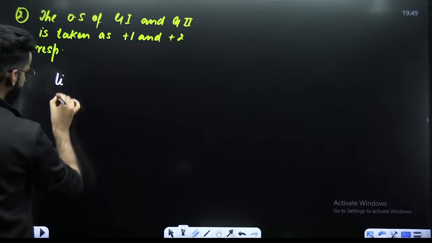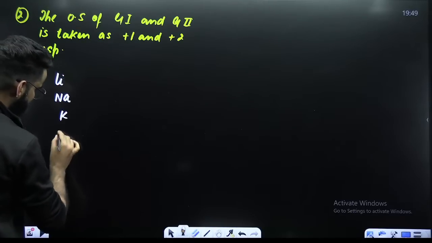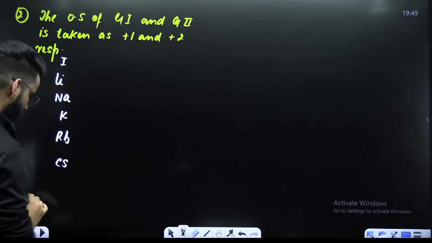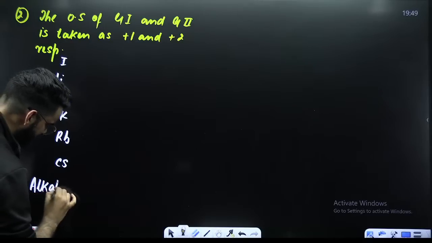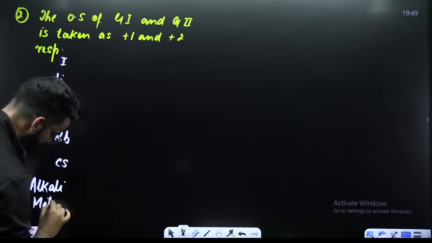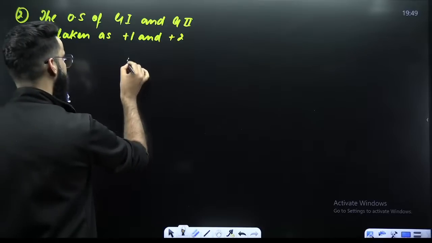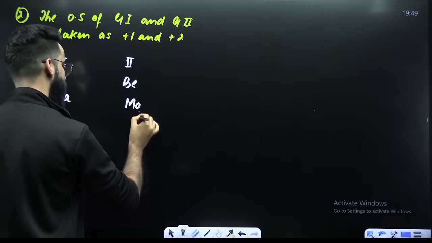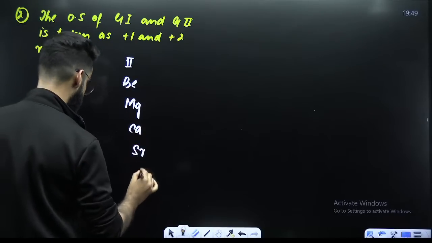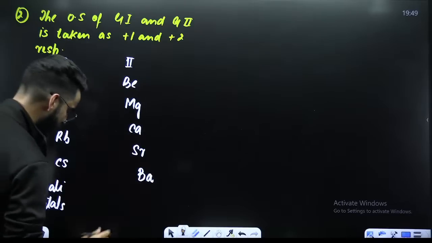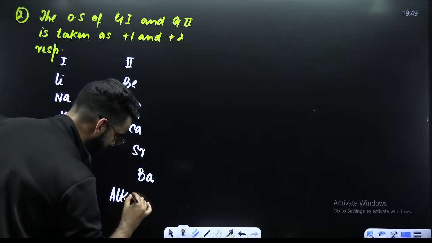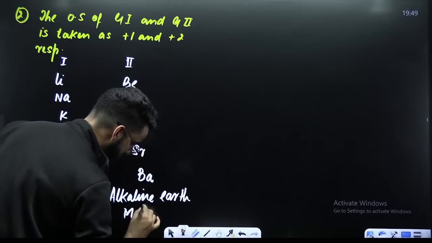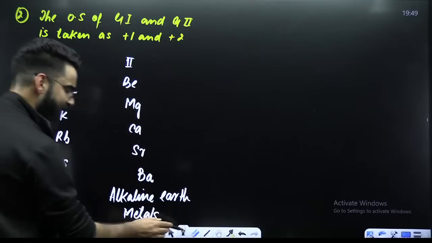Your group 1 elements are lithium, sodium, potassium, rubidium, cesium. These are your group 1st elements, which are what you call alkali metals. Now, your group 2nd elements consist of beryllium, magnesium, calcium, strontium, and barium. And this group 2nd is what you call alkaline earth metals.